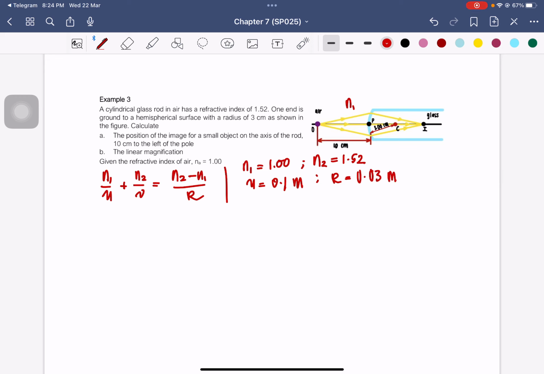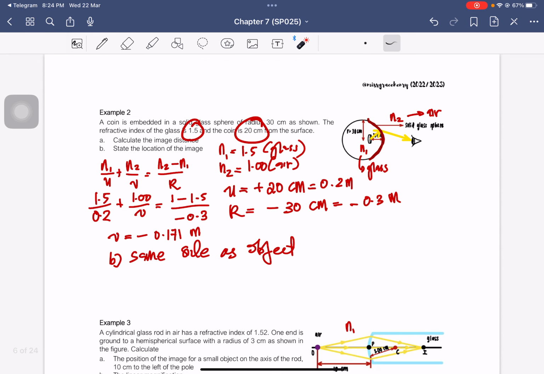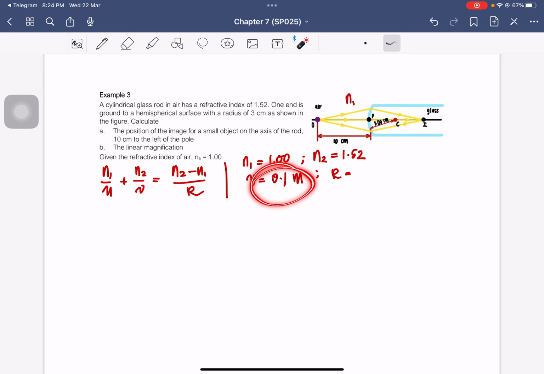meter. Oh, wait. We need to know the sign convention. So the object pun is in front of the mirror. Not mirror. Okay, that is a problem. Okay, in front of the surface. Front side. Okay, so dia akan positif lah. Usually U ni memang akan positif unless dia cakap dari sini lah, at the back side. Okay, unless. So radius of curvature, this is what type of surface is this?